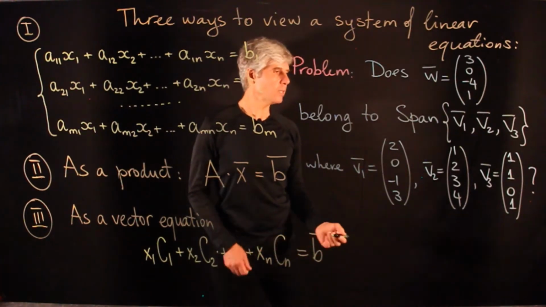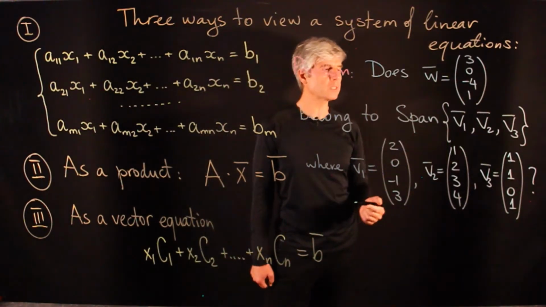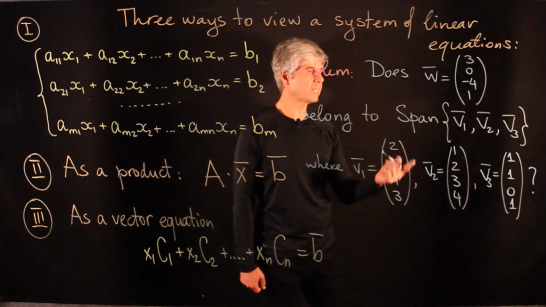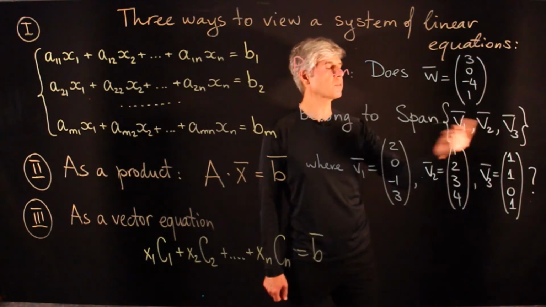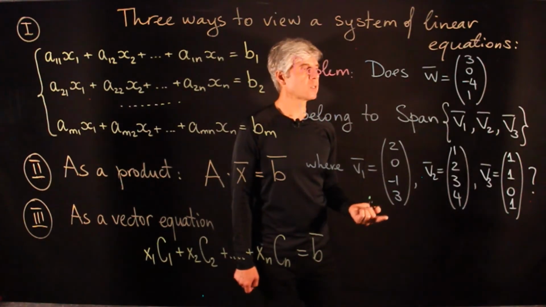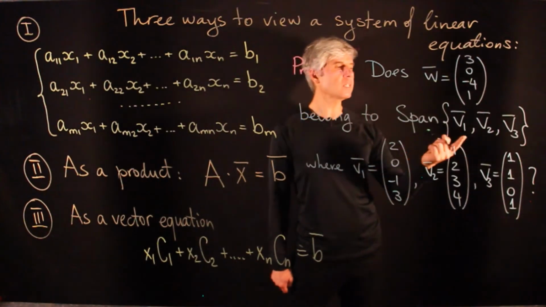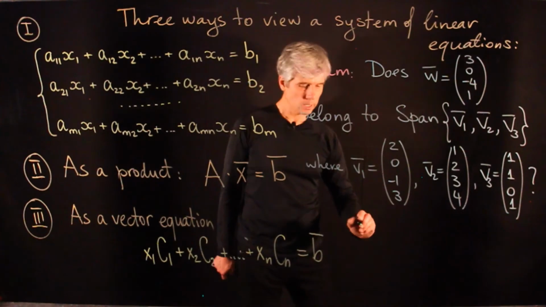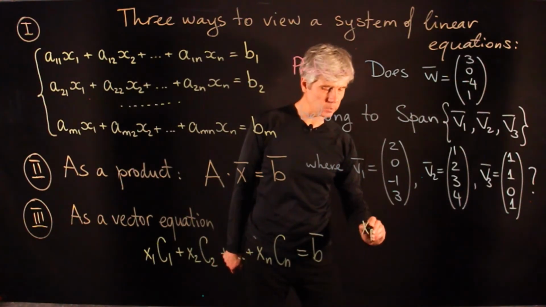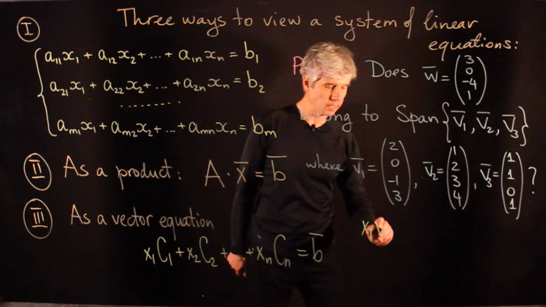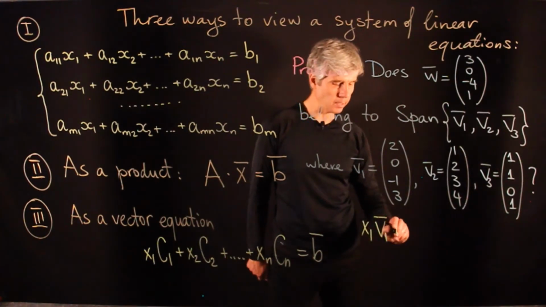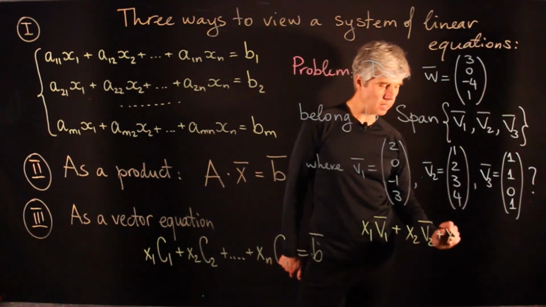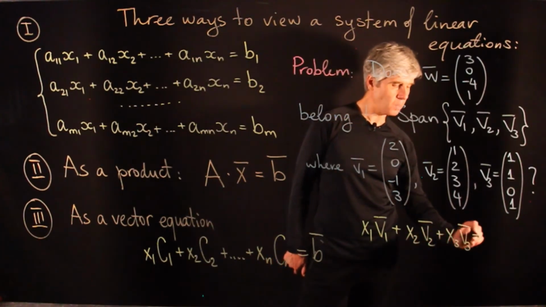Now, how can we decide? We have to recall the definition of the span. The span is the set of all possible linear combinations of v1, v2, and v3. So the question is, can a linear combination of these three vectors be equal to the vector w? In other words, is it possible to find the values of x1, x2, and x3 such that the linear combination x1 times v1 plus x2 times v2 plus x3 times v3 is equal to w?